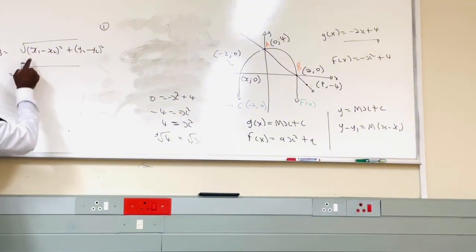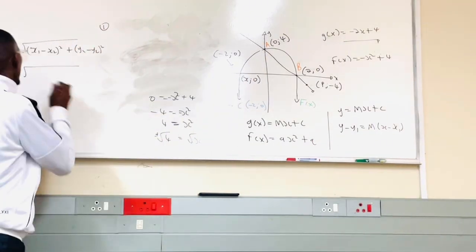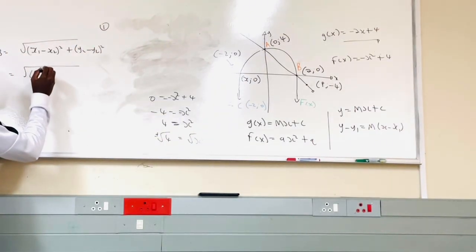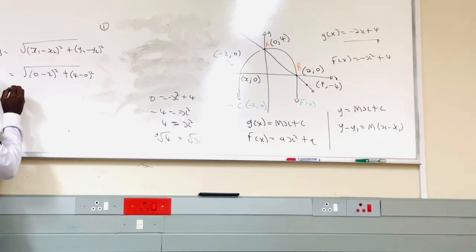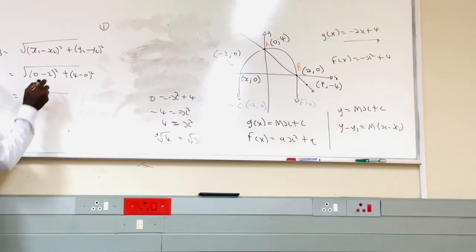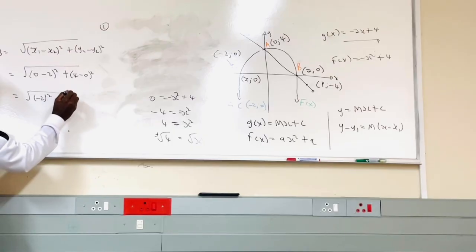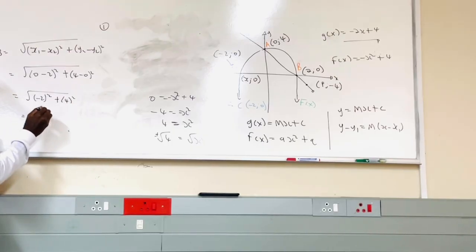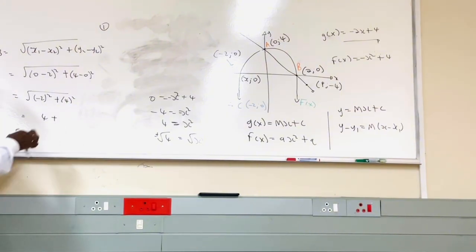Remember, where I see x1, my x1 is going to be A, right? So I'm going to say 0 minus 2 all squared plus 4 minus 0 all squared. And then 0 minus 2 is going to give me minus 2 all squared plus 4 minus 0 is 4 all squared, which I believe is going to give me 4. And then 4 squared is going to give me 16. But this is still under the square root.